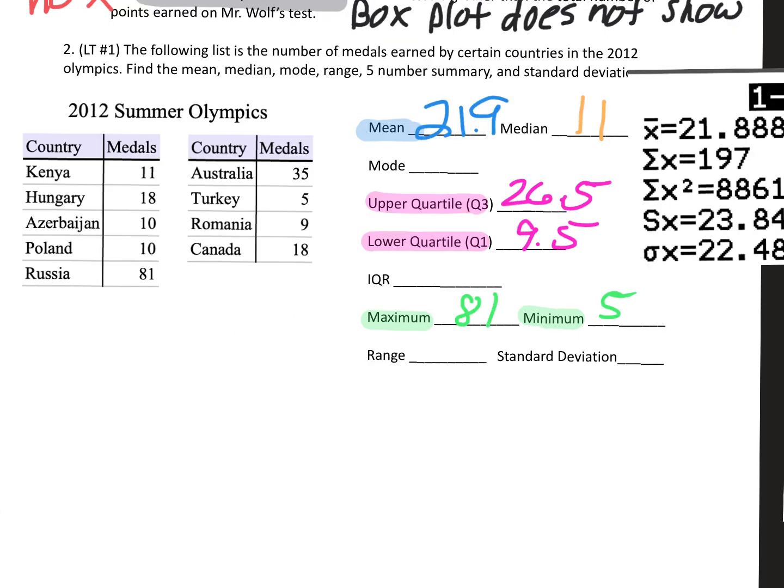Oops, I forgot one thing. Sorry, guys. I forgot to tell you that the calculator also gives you the standard deviation, which is right here. And again, it doesn't really matter how you round. 22.5 is good enough for me. Sorry, forgot to tell you that one.